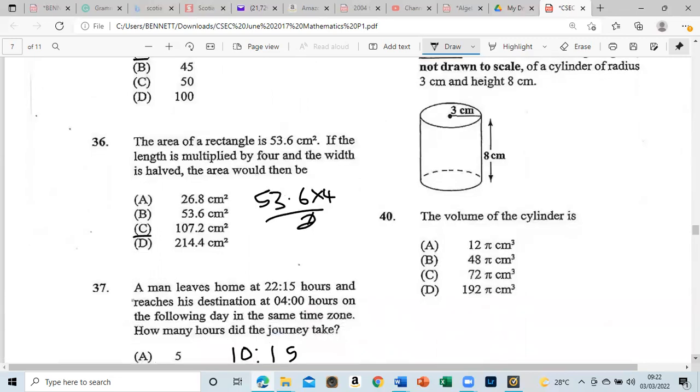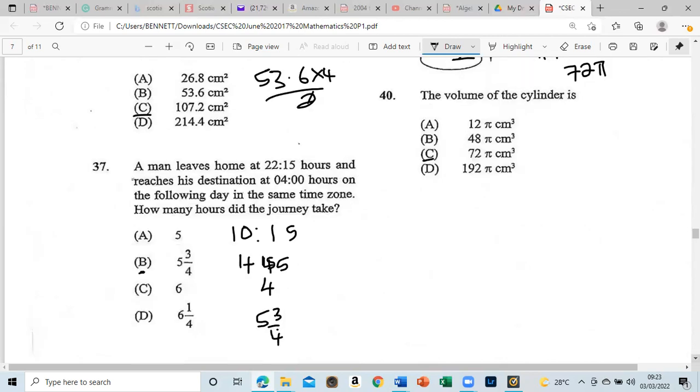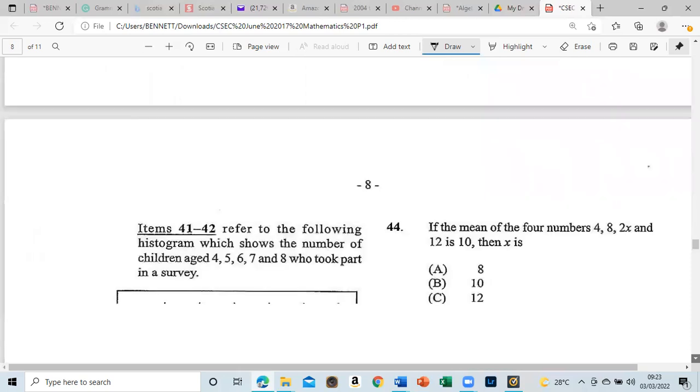The volume of this cylinder is, alright, they didn't work out the pi, so we can see the radius is 3. So it's pi r squared h, times the height, right? So 3 times 3 is 9 pi, times 8, 9 times 8 is 72. So that's 72 pi. Let's move on to 41.